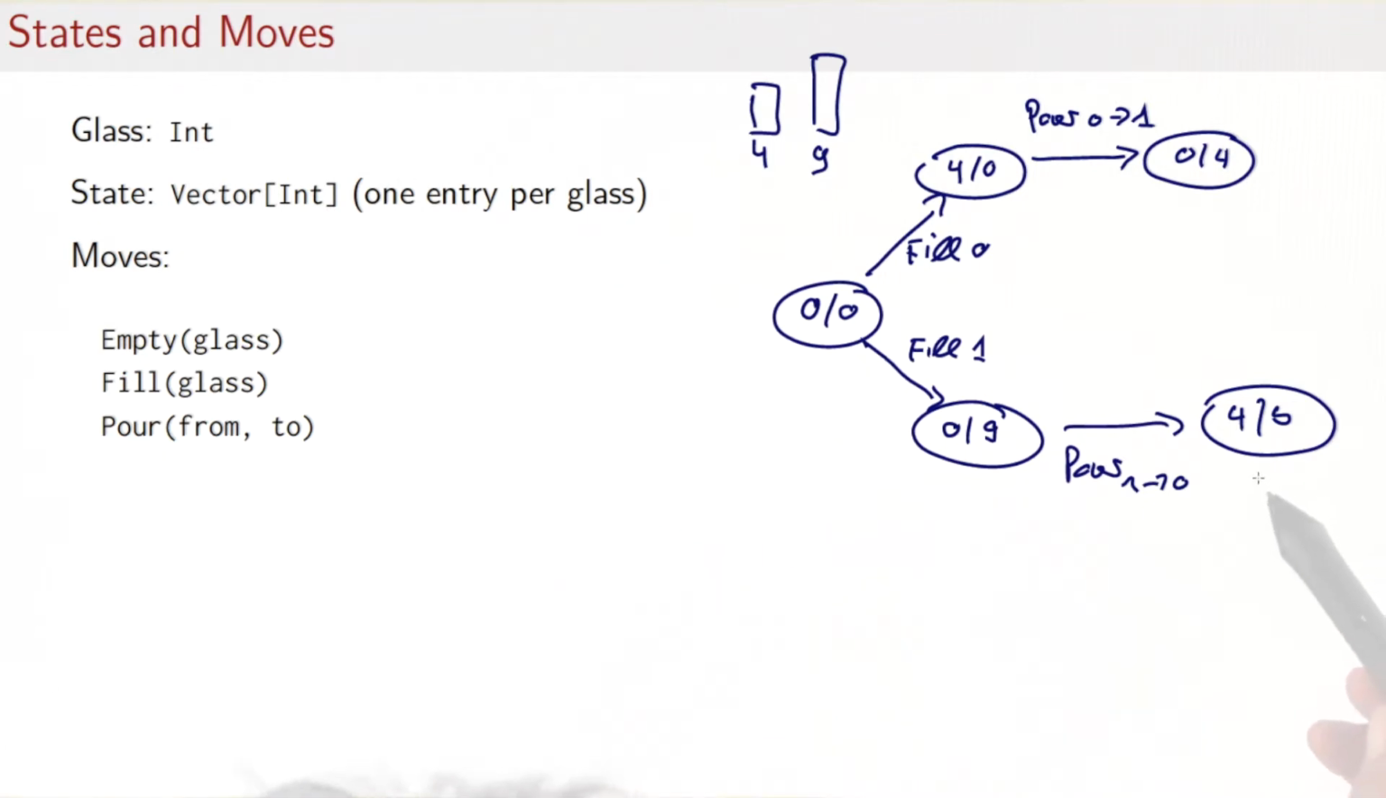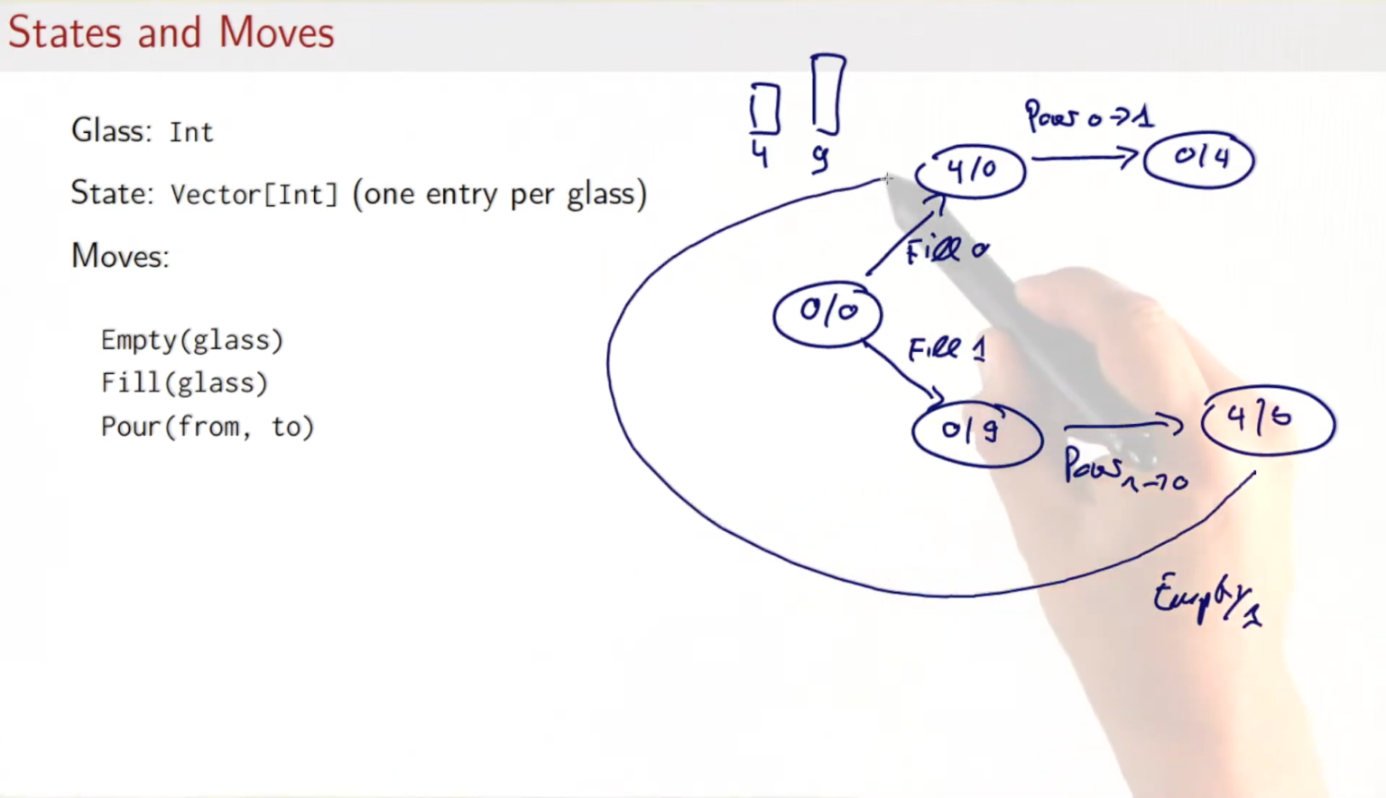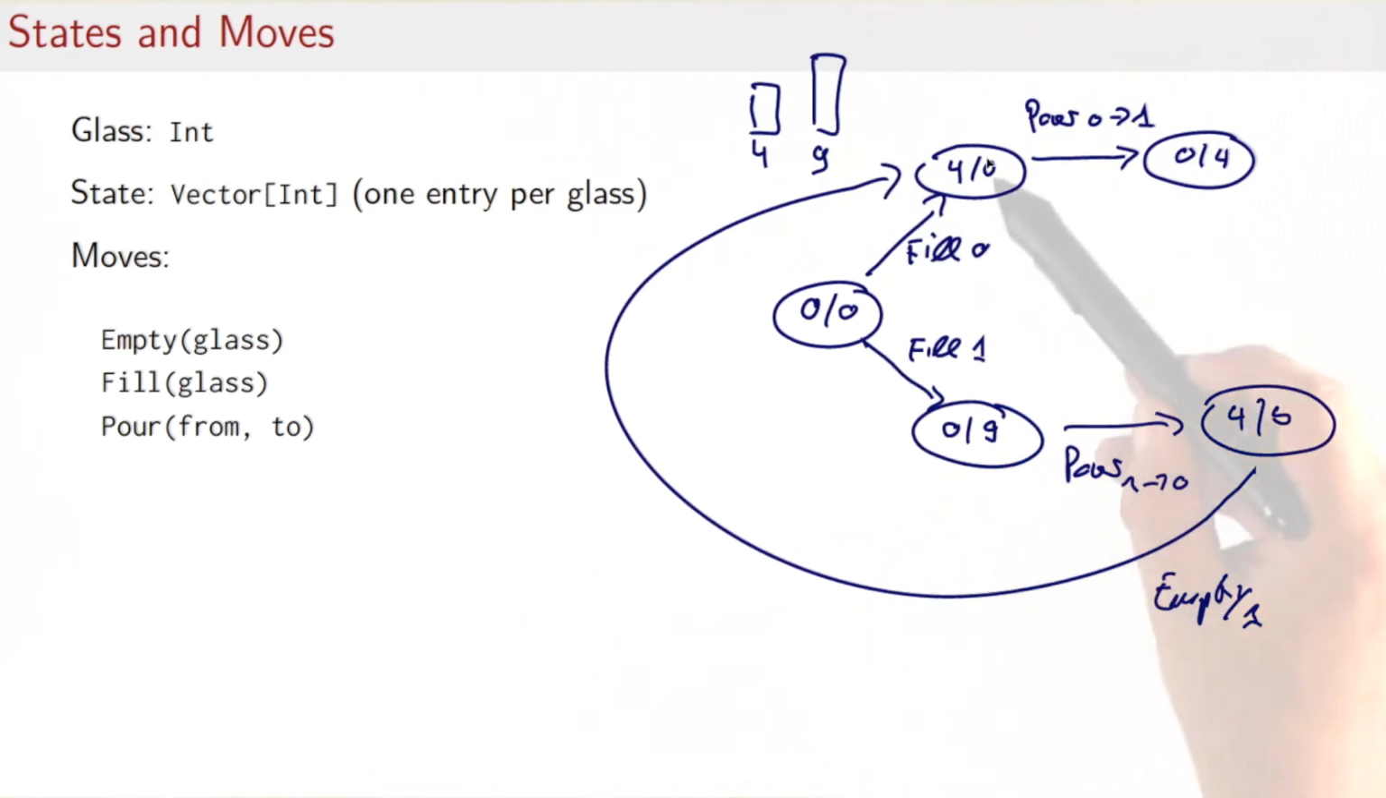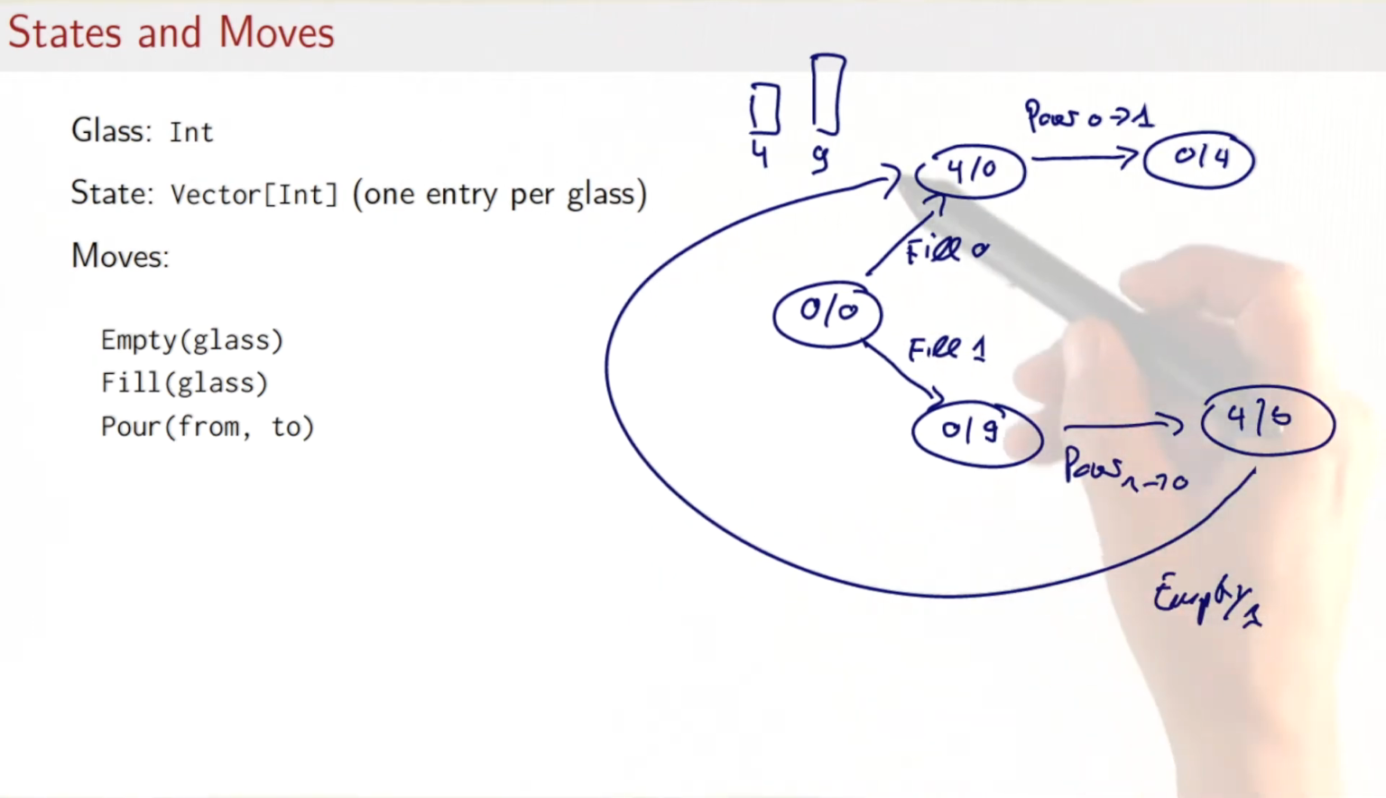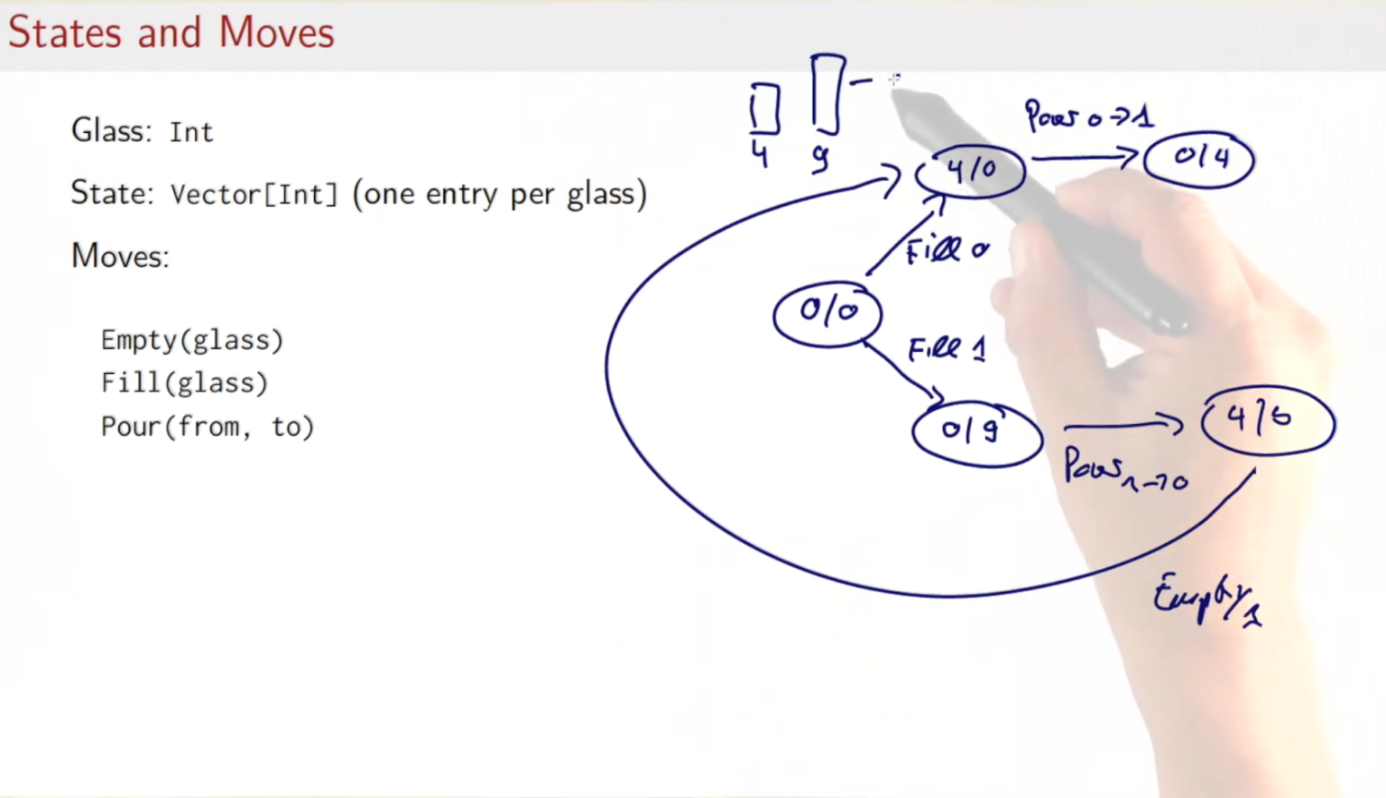Sometimes moves lead back to states that we've visited before. For instance, if we empty glass 1 in this state here, then we would be left with the state 4, 0, which we can also reach shorter by just a single move here. Now you've seen how moves pan out. The question is, how do we find now the right solution? How do we generate moves so that we find the right sequence of moves to lead us to our target capacity? Let's say that's 6 here.